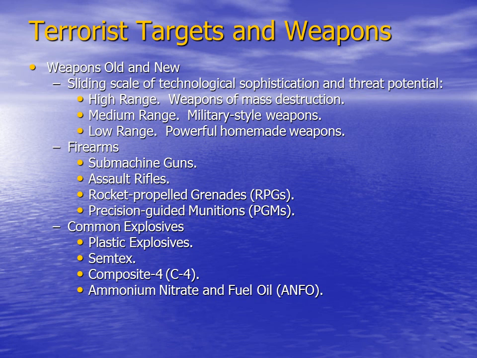Weapons old and new. We have high-range weapons of mass destruction all the way down to low-range homemade weapons, and that could be your IED. Somebody puts together an IED, or somebody takes fertilizer, combines it with fuel oil, and constructs a major bomb, an ammonium nitrate bomb, something that Tim McVeigh used in the Oklahoma City bombing.